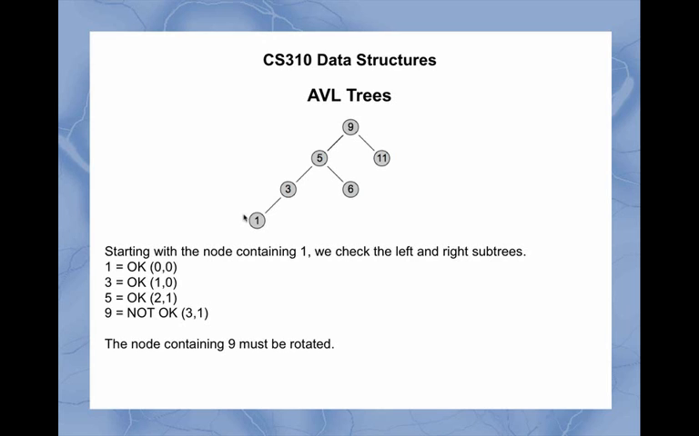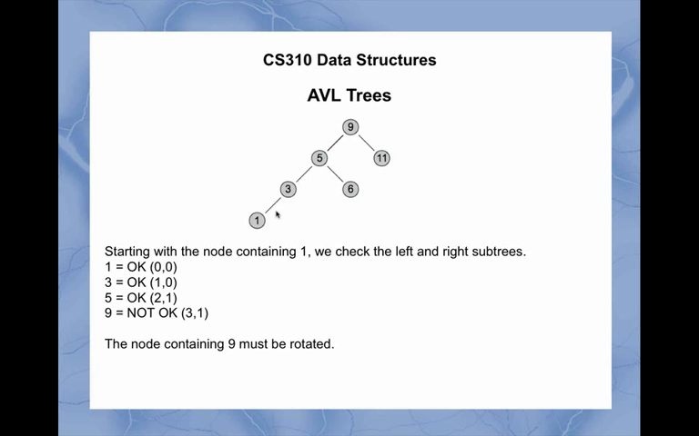This is a fairly small tree, and there's only one node that's out of joint here. There's only one node that's wrong. However, suppose the 3 were wrong. Suppose the 3 violated the AVL condition. If you had the 3 wrong and the 9 wrong, would it matter which one you rotate? Yes, it would. You must start at the bottom and work your way up and rotate the first node you find that violates the AVL condition. And once you do that, you're done.